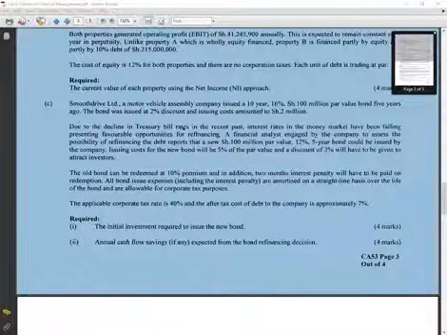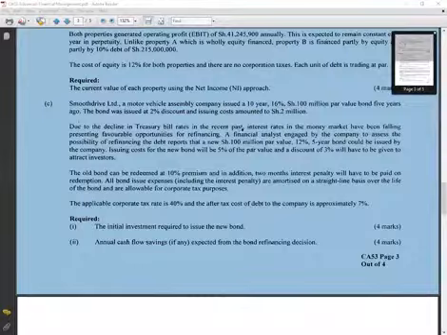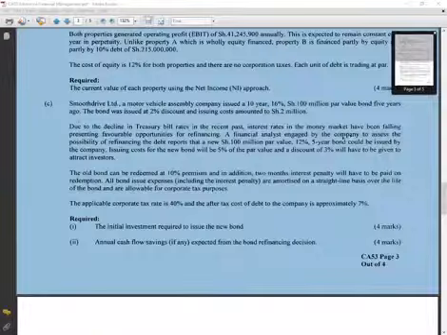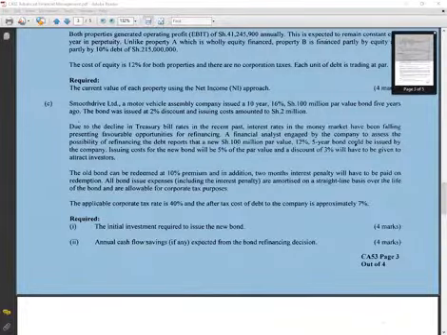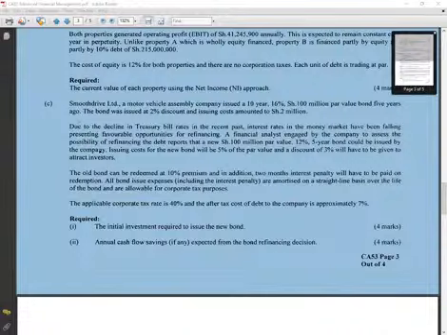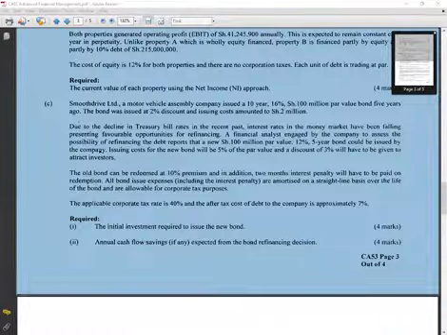Due to the decline in treasury bill rates in the recent past, interest rates in the money market have been falling, presenting favorable opportunities for refinancing. A financial analyst engaged by the company to assess the possibility of refinancing the debt reports that a new 100 million par value, 12%, 5-year bond could be issued to the company. So the interest is 12% per annum times the par value, which is 100. Somebody gives me how much figure? 12. Remember, this is interest per annum.